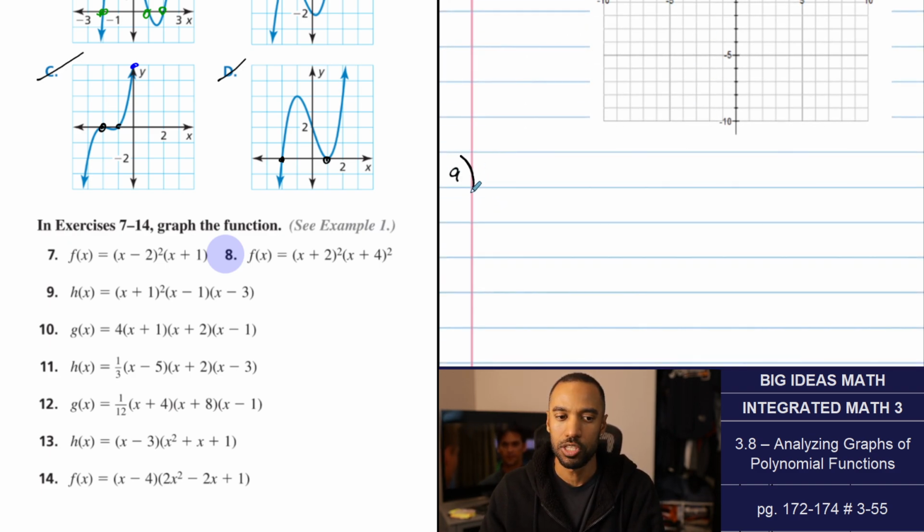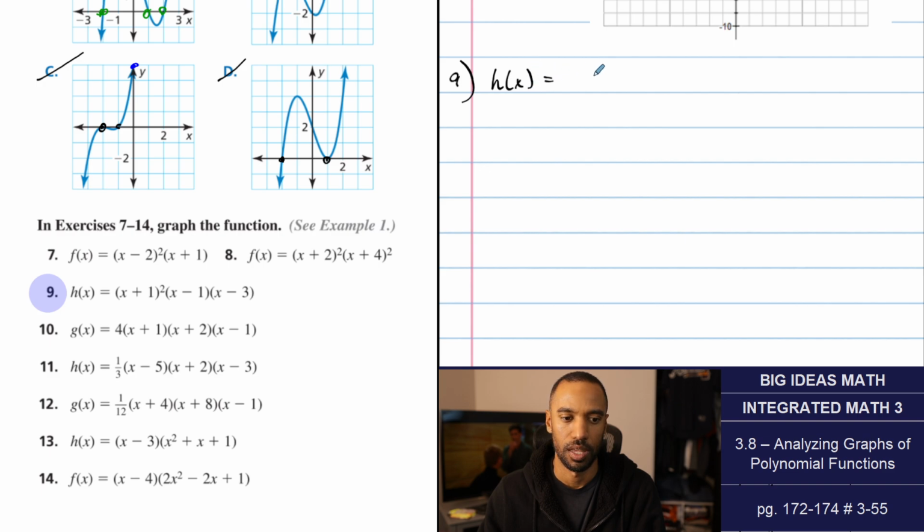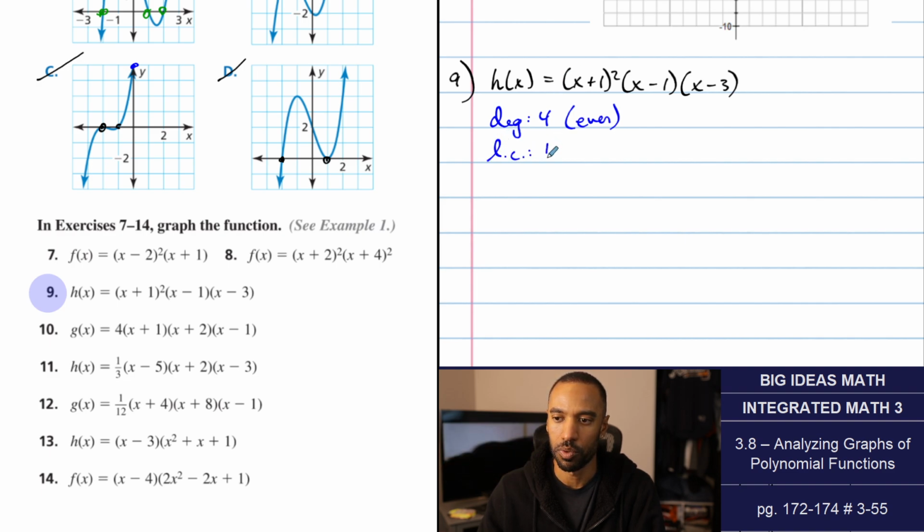Number 9. And these are all in factored form, at least as factored as we can get. So we'll use that. Number 9, h of x equals x plus 1 quantity squared times x minus 1 times x minus 3. X squared times x is x to the 4th. This degree is 4. It's an even. A positive 1 leading coefficient, which means positive. Once again, start up, finish up is what we're looking for right here.